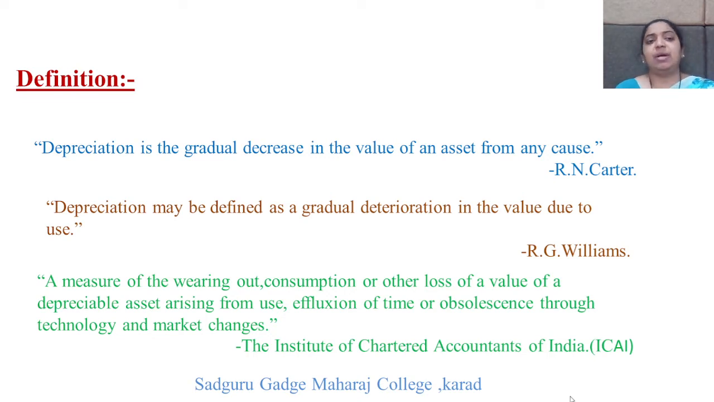Let's start with the first one, that is by R.N. Carter. R.N. Carter says depreciation is a gradual decrease in the value of an asset from any cause. Williams says depreciation may be defined as gradual deterioration in the value due to use. Williams says it is a gradual deterioration, that means again a decrease in the value of an asset.